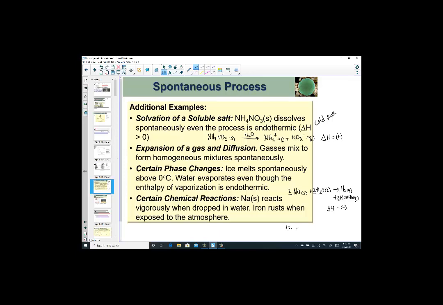When iron rusts in the air, we form iron 3 oxide. Fe2O3 is named iron 3 oxide. And when this comes out balanced, this is also a spontaneous process. Clearly you see the kinetics for the sodium reacting in water is very fast. The kinetics for metal rusting is very slow, and yet they are both spontaneous reactions.